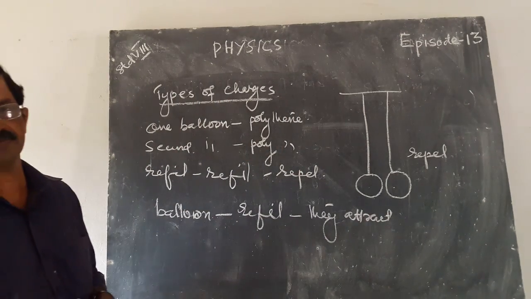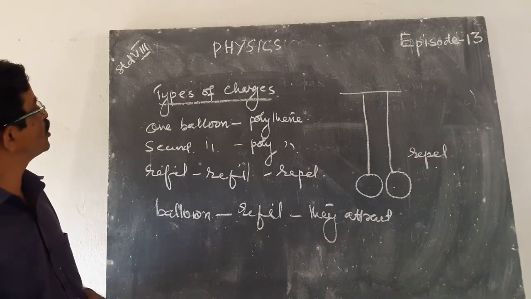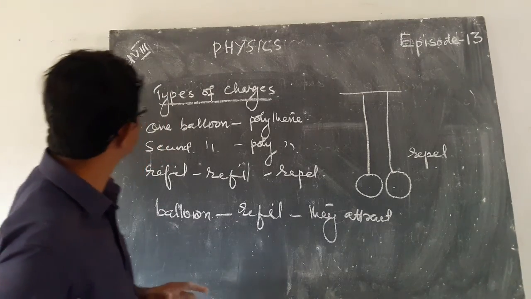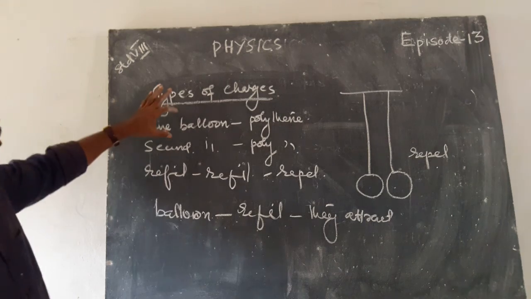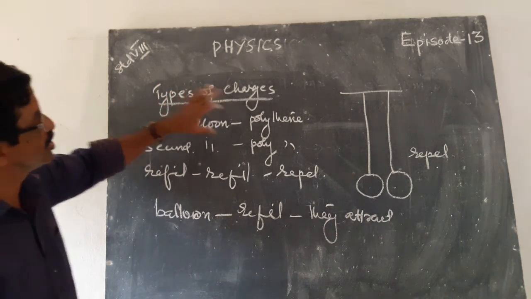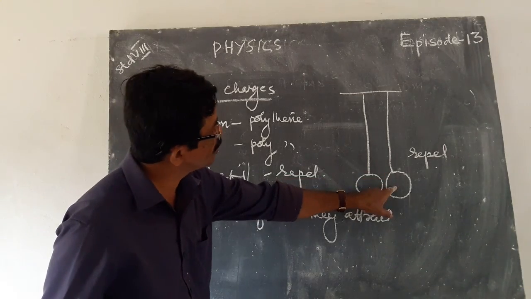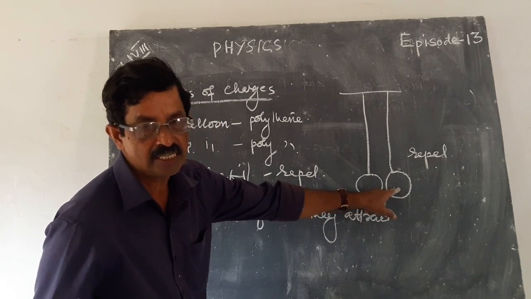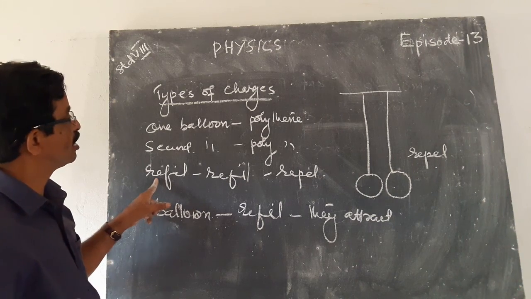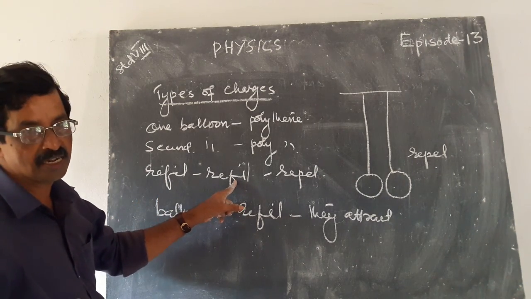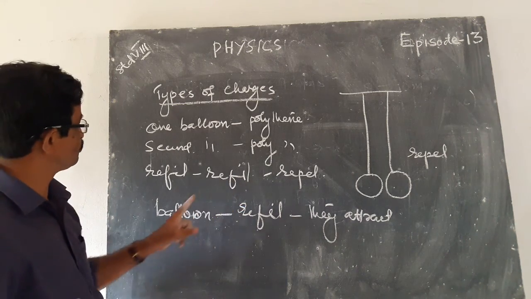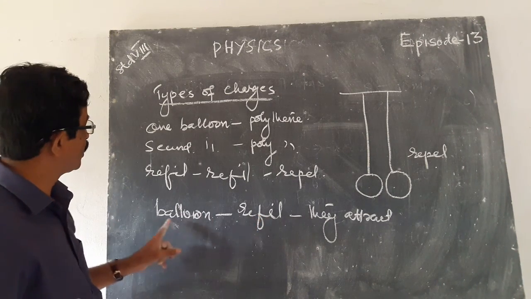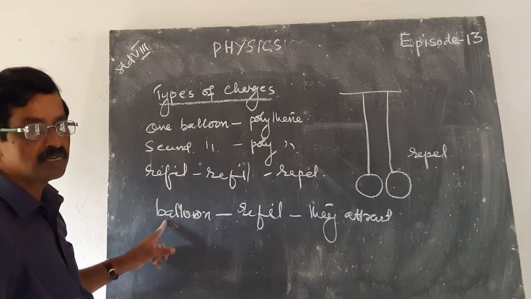They attract each other. From this observation, what idea can we conclude? That means one balloon is charged and suspended, and a second balloon is charged in the same way and suspended, and they repel each other. Similarly, one charged refill repels another charged refill. But when a charged refill is brought towards a charged balloon, they attract.